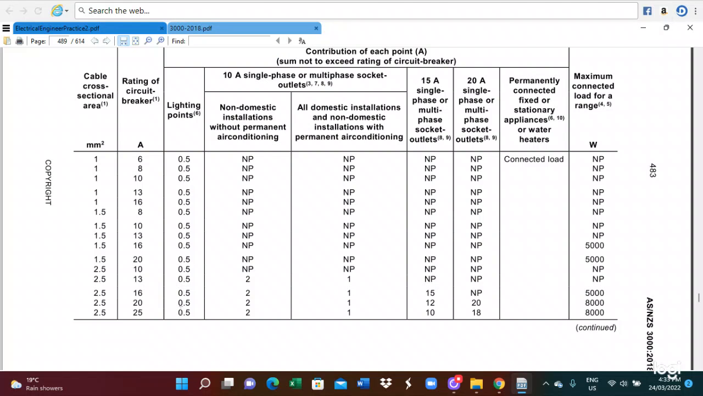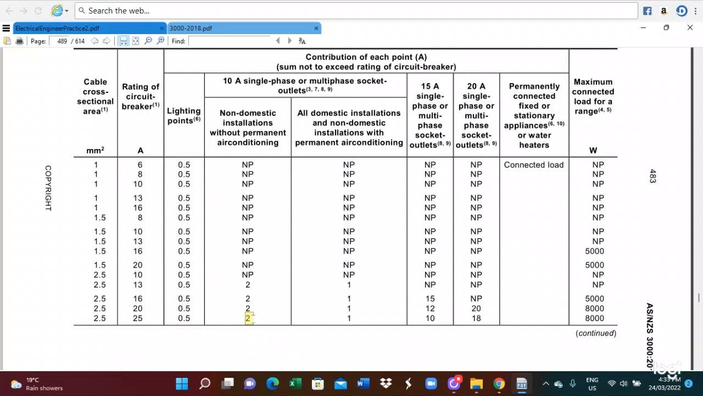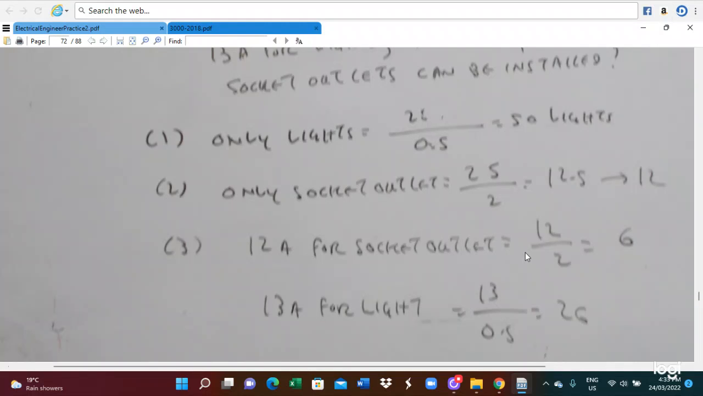For the 10 ampere socket outlet, we refer to this one because it is without air conditioning. Without air conditioning, every 10 ampere socket outlet takes 2 ampere. Every light point takes 0.5 ampere. Therefore, in this problem, how many light points will be required? In this case, 13 by 0.5, you get 26. And for the socket outlets, 12 by 2, you get 6. So this is the way we calculate it.